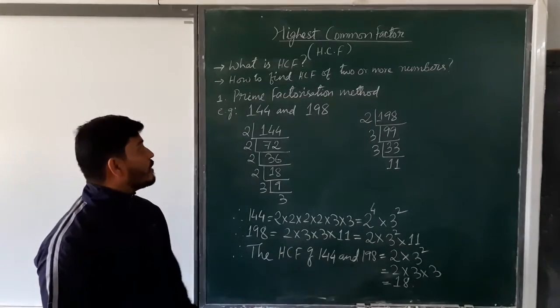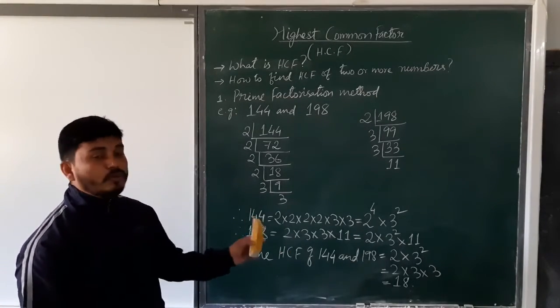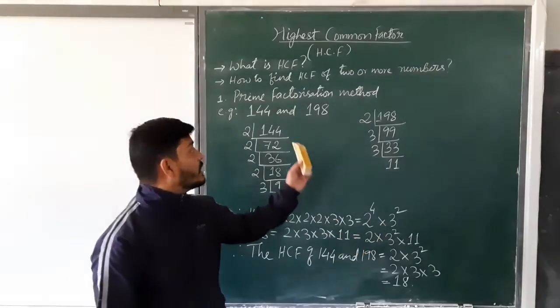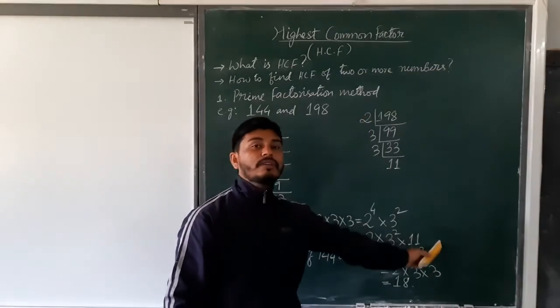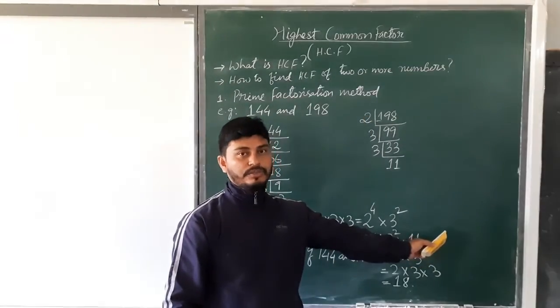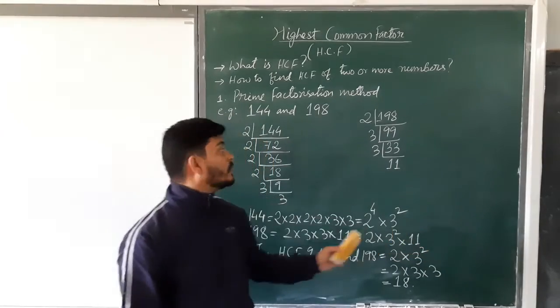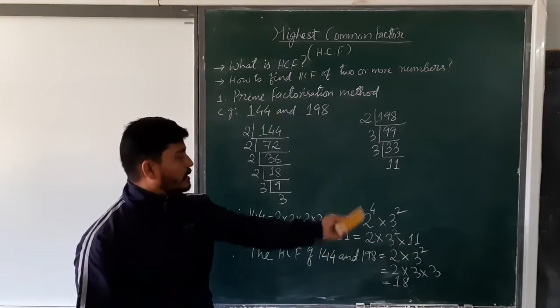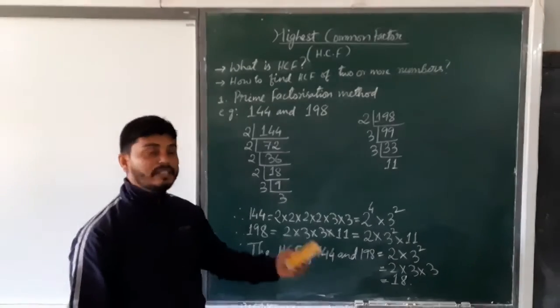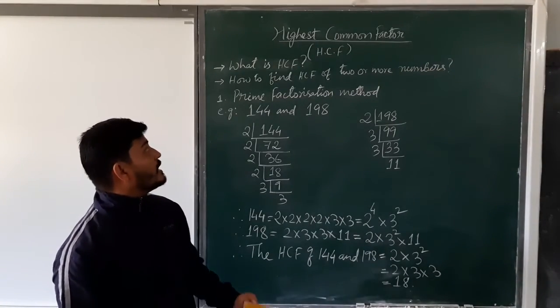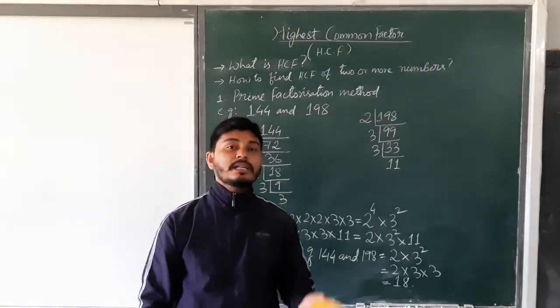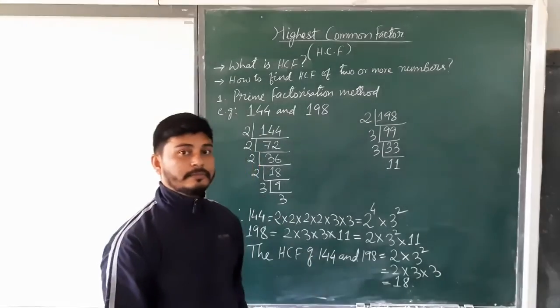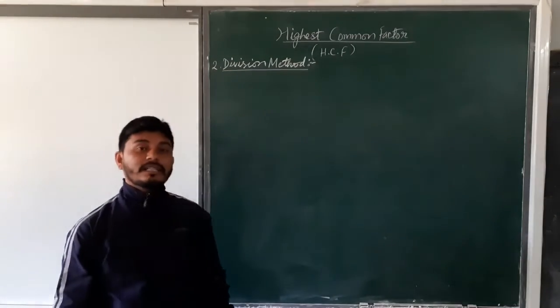So this is how we find HCF of 2 or more numbers. If there are 3 numbers also, in the same way we can proceed and find out the HCF. So I hope the prime factorization method is clear to all of you. Next we will see how to find out HCF of 2 or more numbers by division method. Let us see.